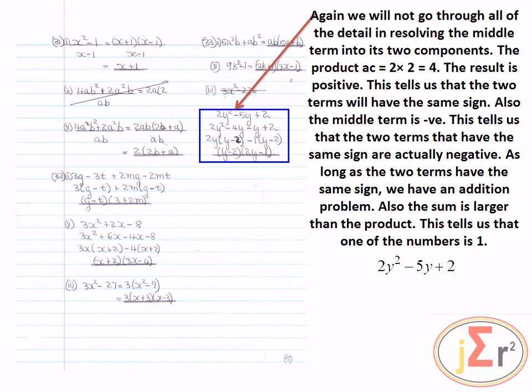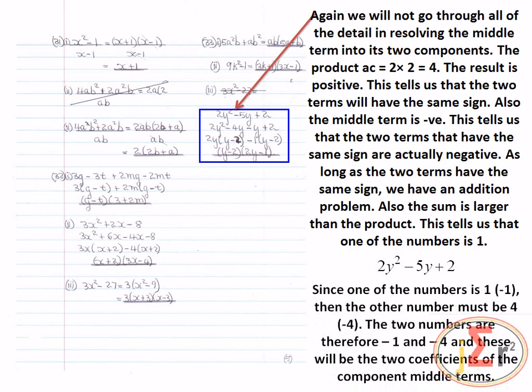Also, the sum is larger than the product. This tells us that one of the numbers is 1. Yeah, one of the numbers is 1 because the product is 4 and the sum is 5. When the sum is larger than the product, one of the numbers is 1. So that eliminates quite a few options. As a matter of fact, we did not have many to begin with. So that eliminates the other option. So one of the numbers is 1 and the other one actually has to be 4.